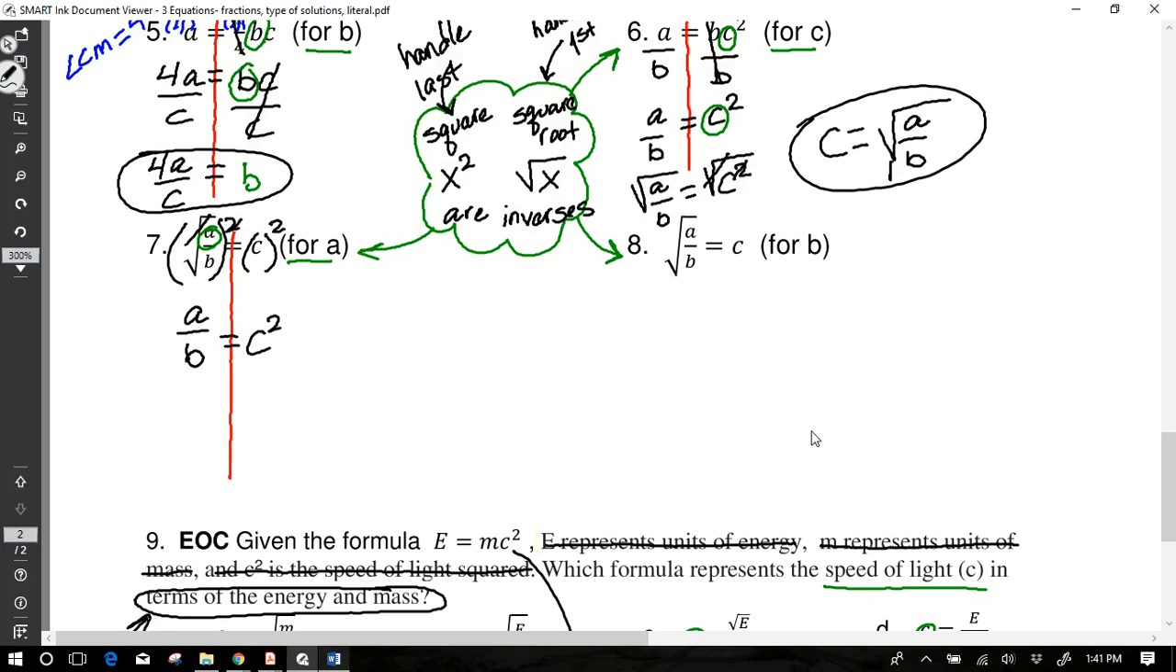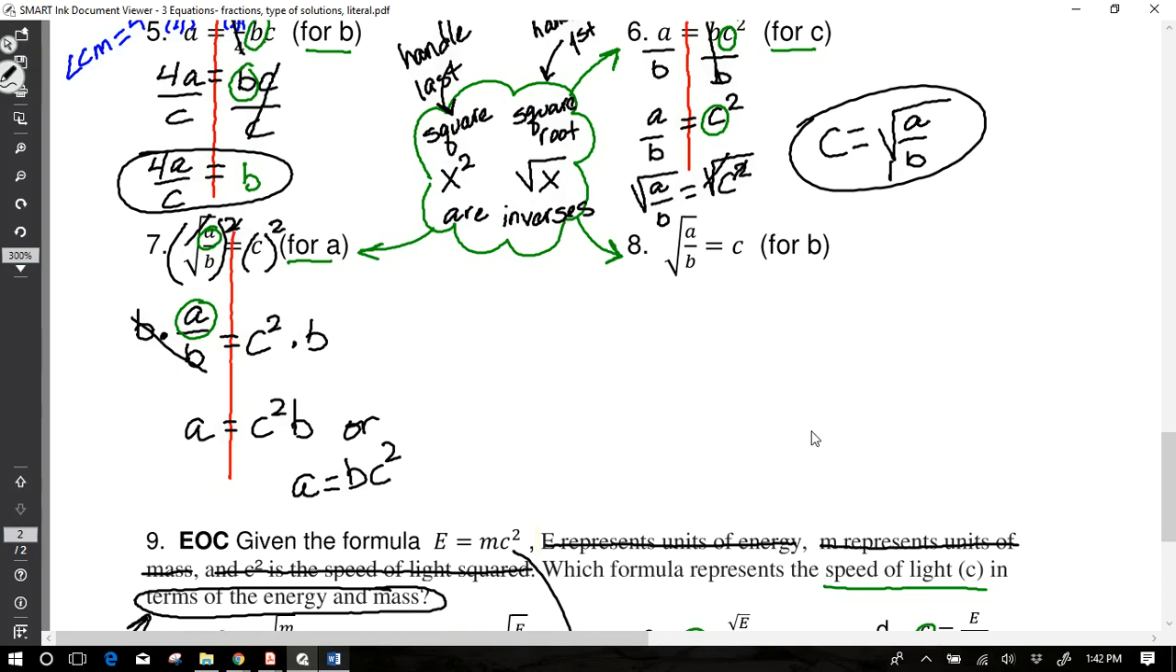Now I still want to get this A by itself. So what I'm going to do is multiply, because this says A divided by B. The opposite of dividing by B is multiplying by B. So I'm going to multiply by b on both sides. And now I have a equals c squared times b. Or you could even write b times c squared. Okay, either way, it still represents the same correct answer.